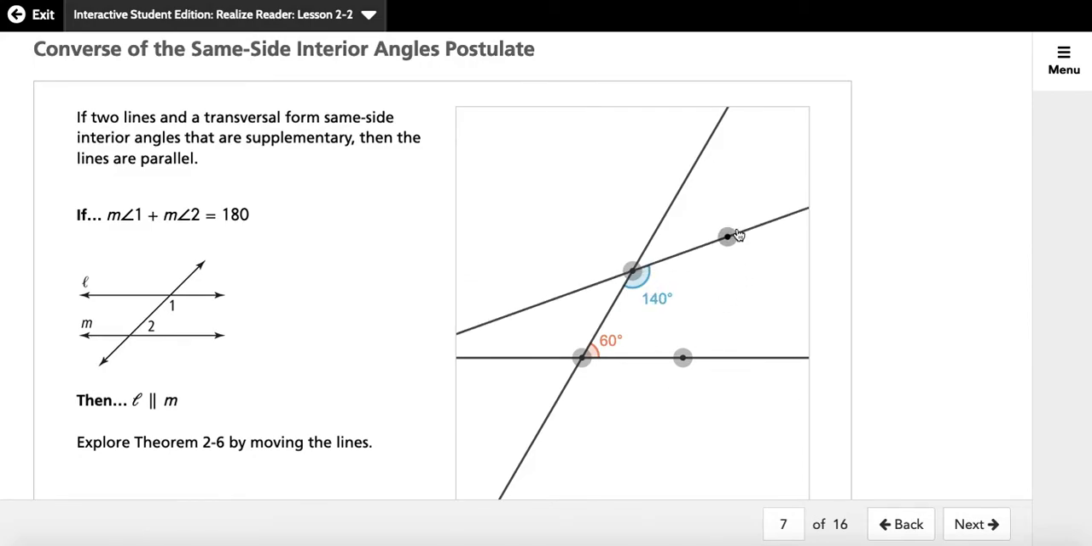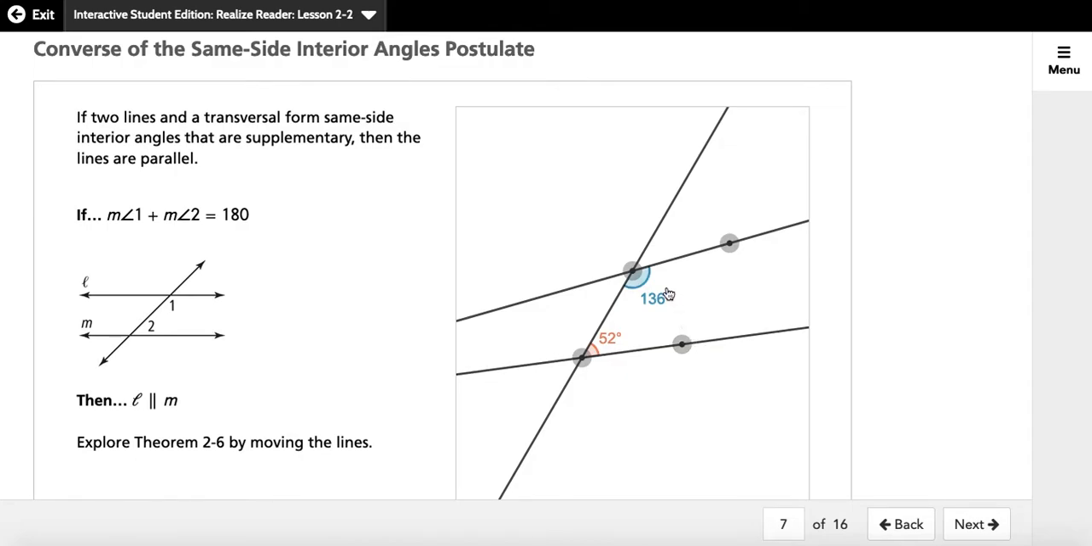Notice they're not supplementary, right? They add up to 200. Those lines don't even look close to being parallel. But once we get to where they are supplementary, I still have to go a little bit farther. 44, because 44 and 136 add up to 180. Once these add up to 180, those lines have to be parallel. That's the same side interior angles, the converse of the same side interior angles postulate.